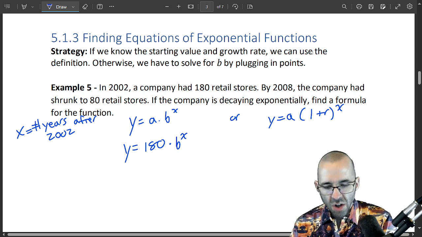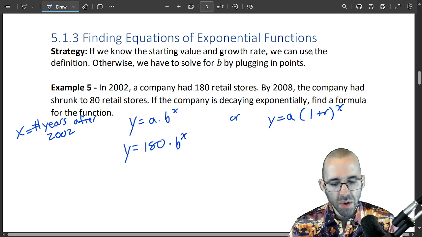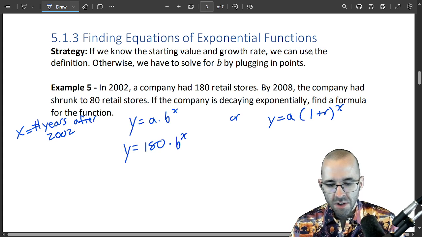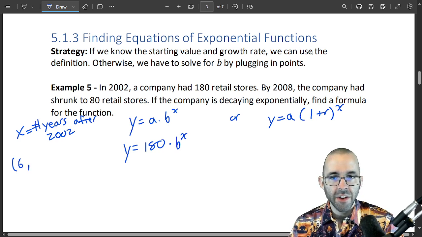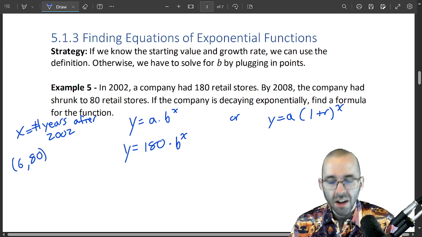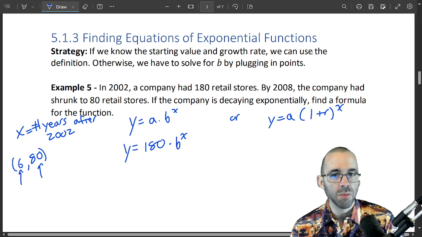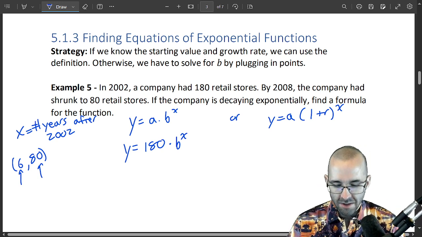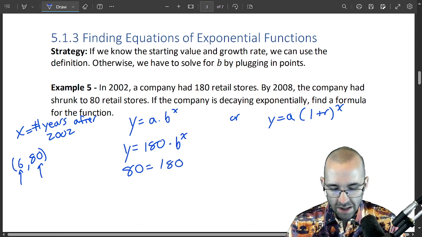So we solve for the B value by plugging in points. Well, what's our point here? In 2008, that's when x is equal to 6. There are 80 retail stores, a y value of 80. So this says 2008, this says 80 retail stores. Let's plug in this point to find what B has to be. So 80 retail stores is equal to 180 times B raised to the 6th power.